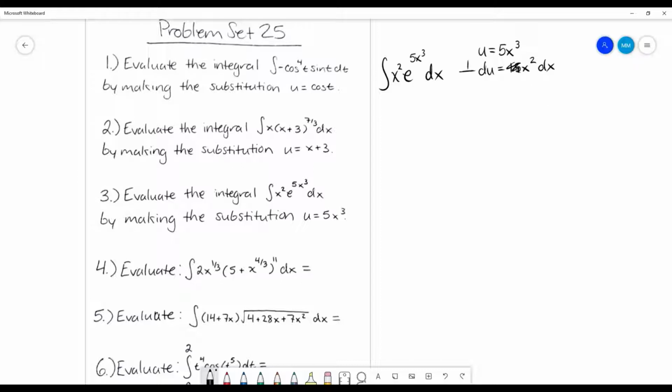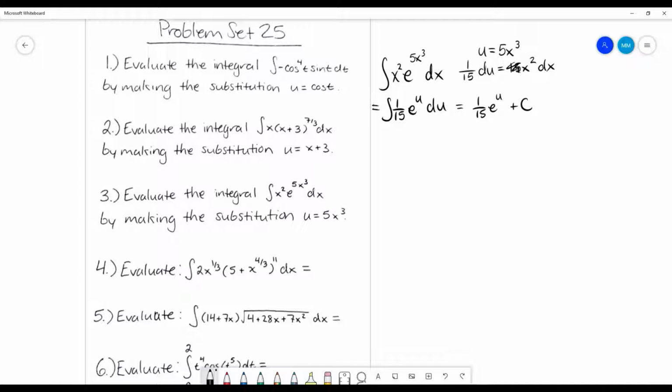and now it's 1/15 times du equals x squared dx, which means I can now replace this bit with 1/15, and then of course that is an e to the u, and then du. Now, that's easy because this is a constant coefficient, and we know the integral of e to the power of anything is just that e to the power of anything, right? So it's going to be 1/15 e to the power of u plus c.